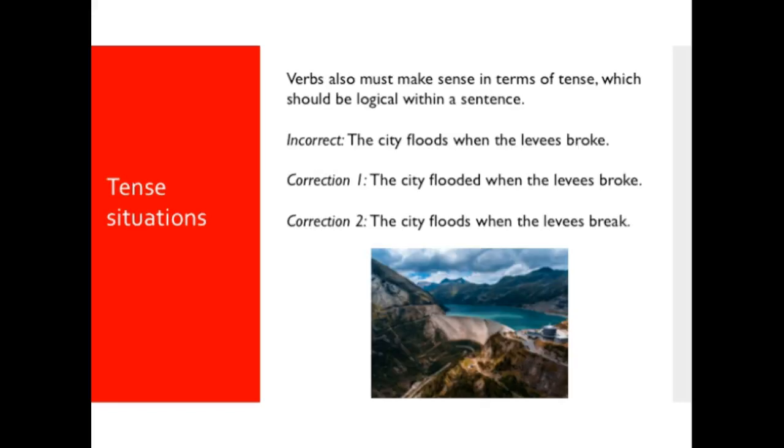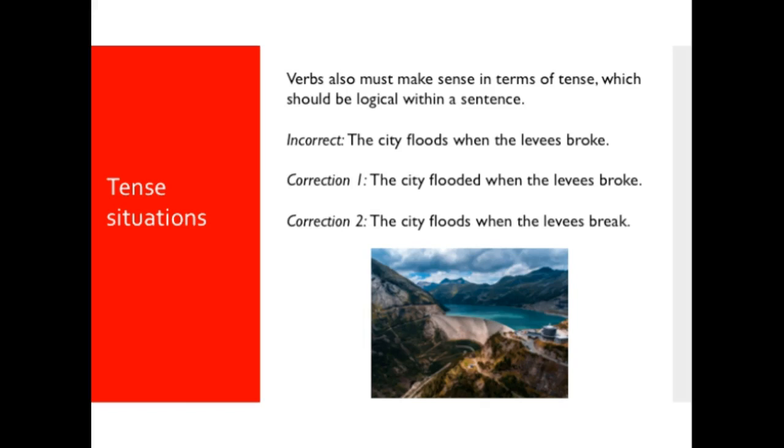So now we're going to talk a little bit about tenses. Verbs have to align with their subjects, as we discussed with singular and plural versions of our nouns, but they also need to make sense in terms of tense. Sometimes this can be hard to catch, but here's an incorrect version of a verb aligning with tense. So the city floods when the levees broke. What is wrong with this sentence?